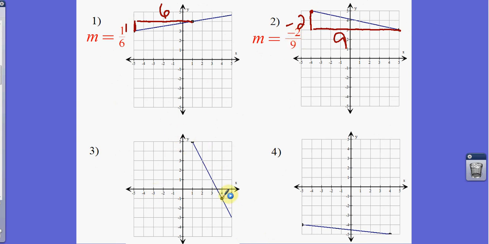Let's see. For this one, number 3, I'm going to start here and go up. We see the slope's negative 2. Let's go up. Our rise is going to be 5. Or I'm sorry, 6.